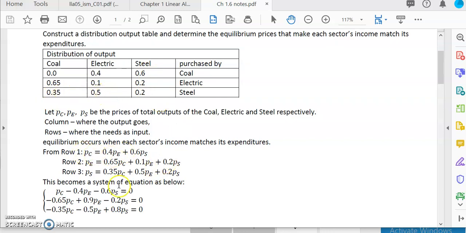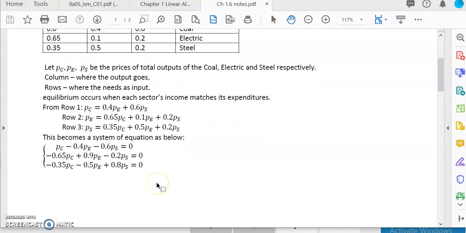So you set up an equation like this, and if you subtract everything to one side, then you will have a homogeneous system: PC minus 0.4 PE minus 0.6 PS equals 0. Likewise, PE would combine with the 0.1 PE to become 0.9 PE here, but you want to arrange PC in the front, so it would be negative 0.65 PC plus 0.9 PE minus 0.2 PS. Likewise, you move everything over PS, combine with PS here, so you would have an equation like this.